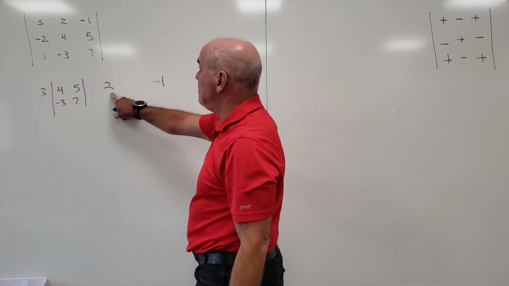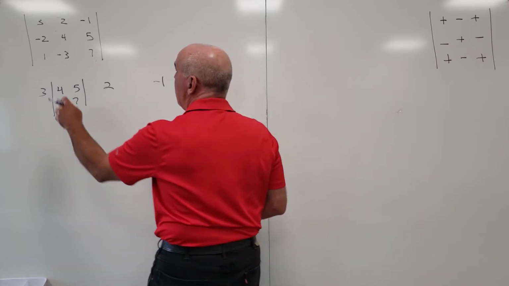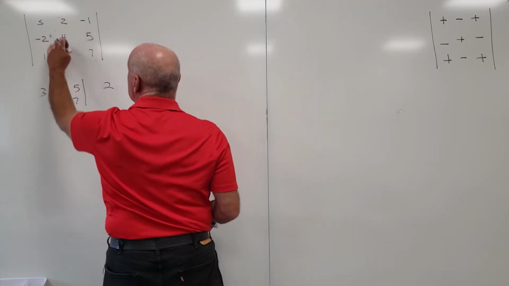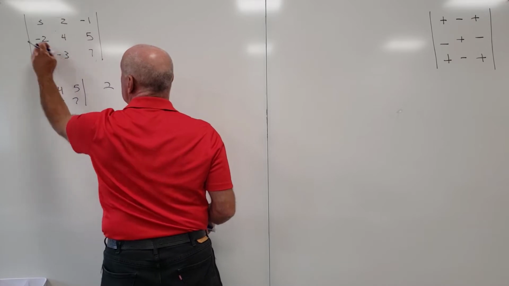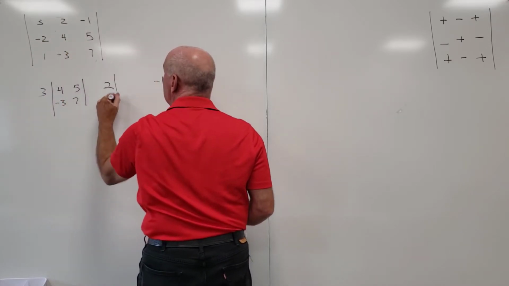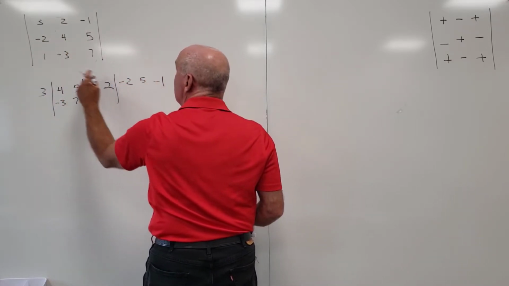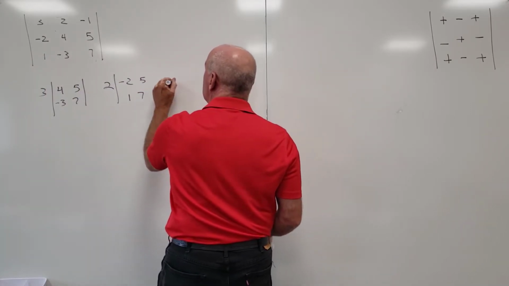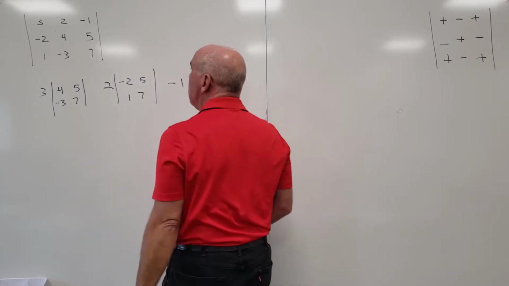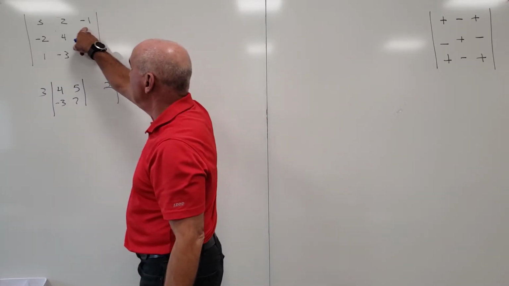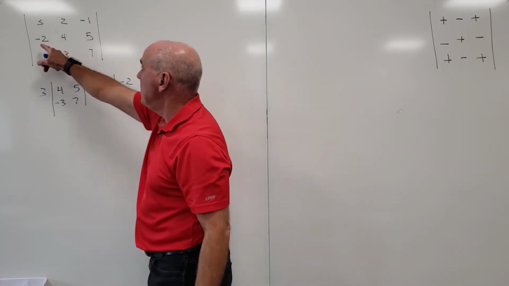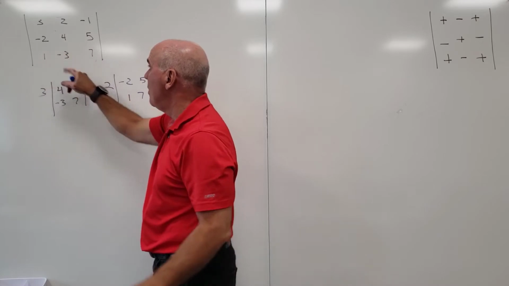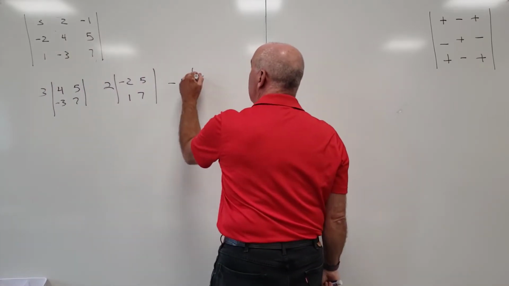Then we take a look at the 2. If I take out the row and the column the 2 is in, the top row and the middle column, I'm left with -2, 5, 1, 7. And then I take the -1, take out that row and that column, and I'm left with -2, 4, 1, -3.